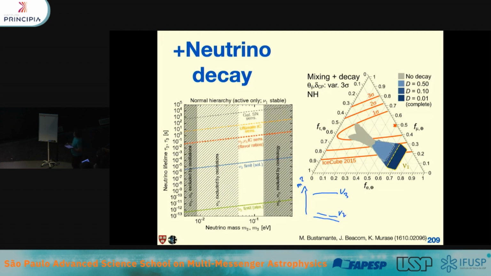So you can see how this compares to other constraints. This is the lifetime of the neutrinos in seconds. These are constraints from atmospheric neutrino experiments, solar neutrino experiments, and this is more or less what we can get with IceCube currently, and this is what we could get eventually with a better IceCube. And this was done before the galaxy was seen in neutrinos, so it's actually good. Okay. Cool. Questions on this? Okay.